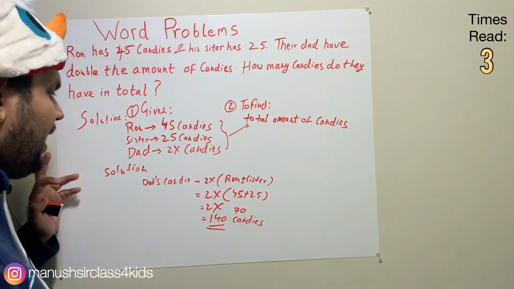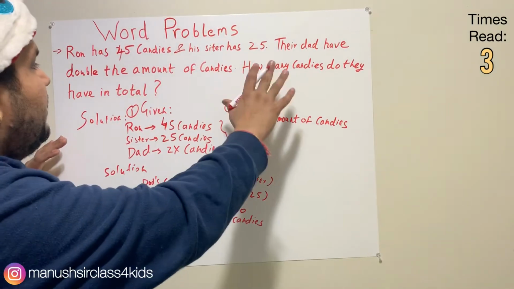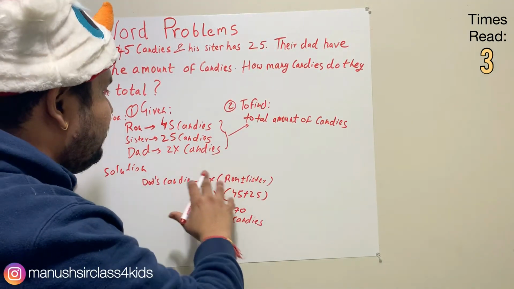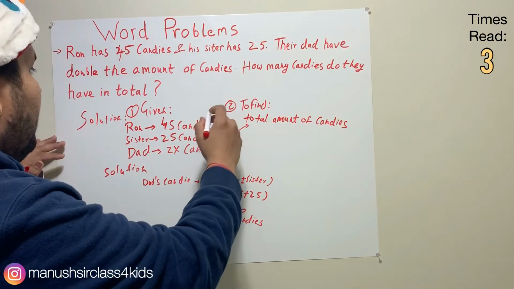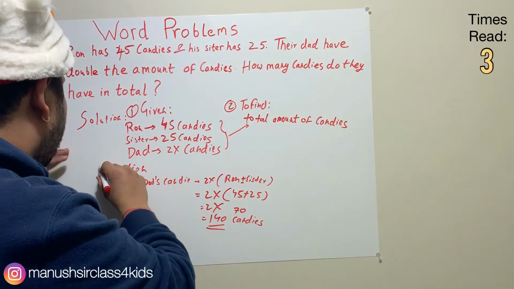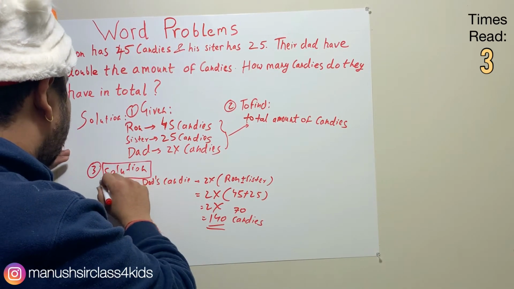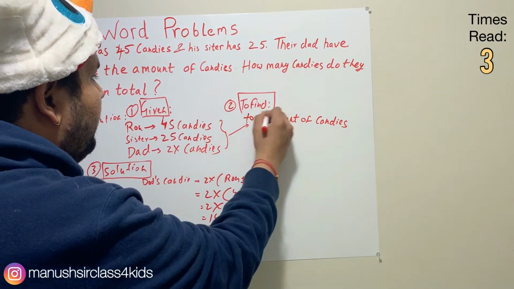So I would add now. I'm sorry, I'm out of space here. I don't want to get rid of this question, and I cannot write it any smaller, right? So I'm sorry for making it messy. I'll just start with, this is my third solution, this is my given, this is my to find.